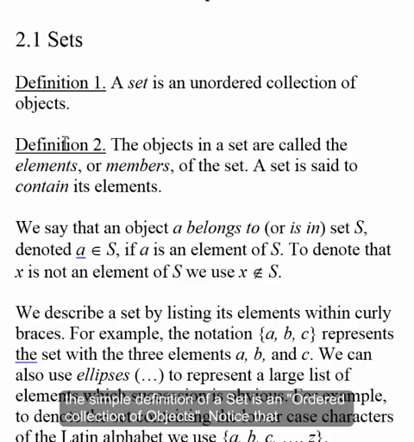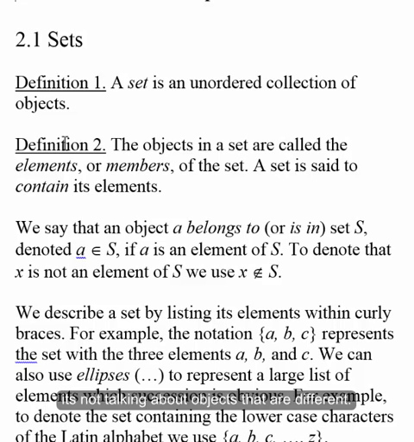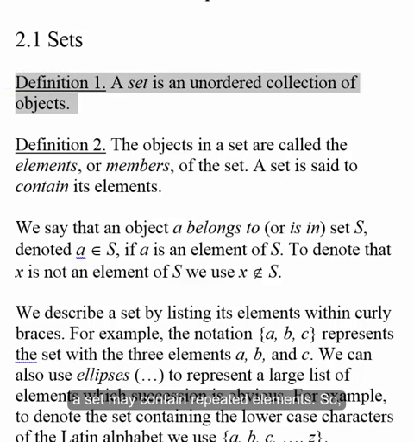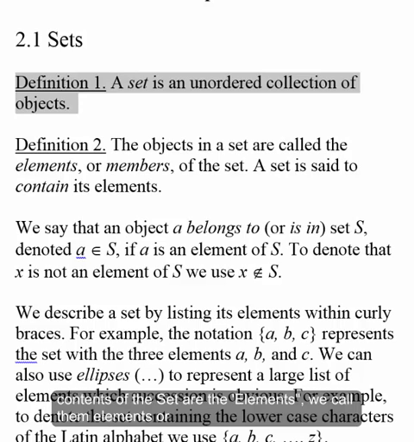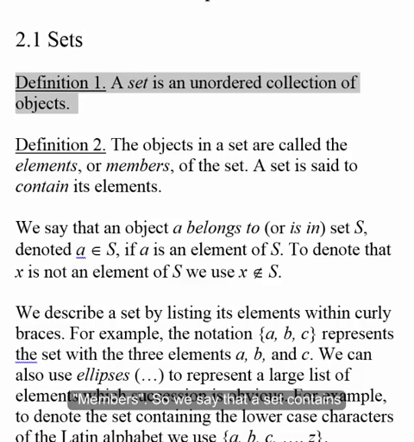So the simple definition of a set is an ordered collection of objects. Notice that it's not talking about objects that are different. Okay, so according to this definition, a set may contain repeated elements. So I just said elements. So the contents of the set are the elements. We call them elements or members. So we say that a set contains elements.